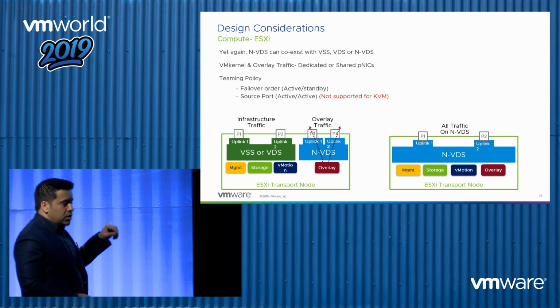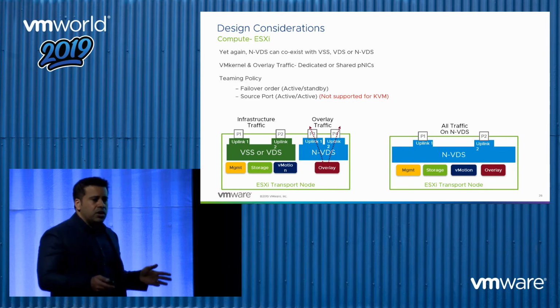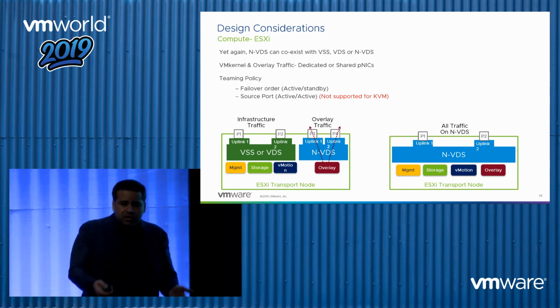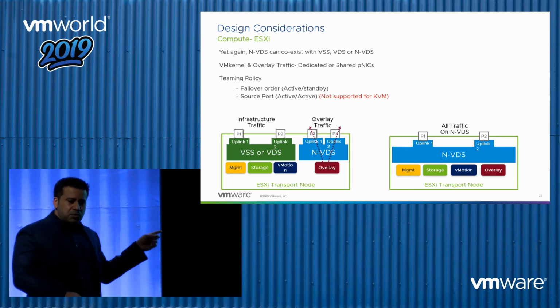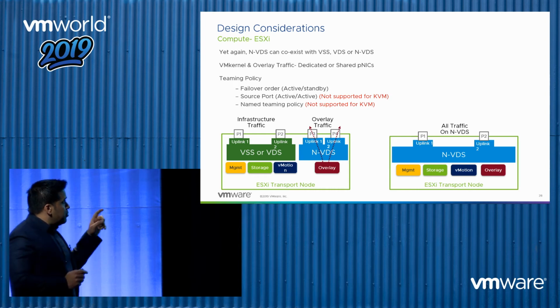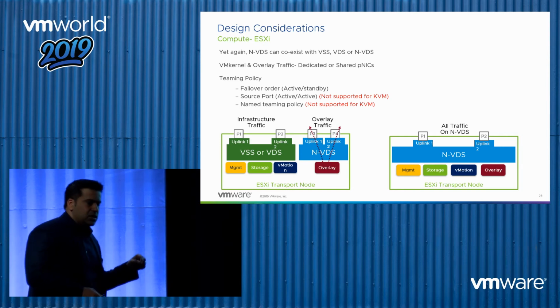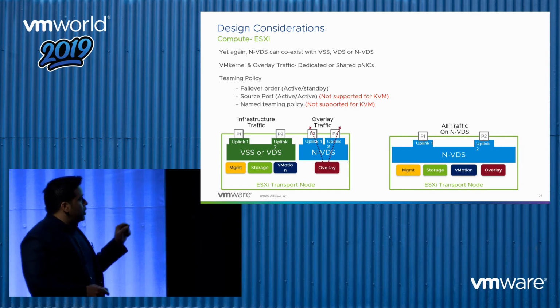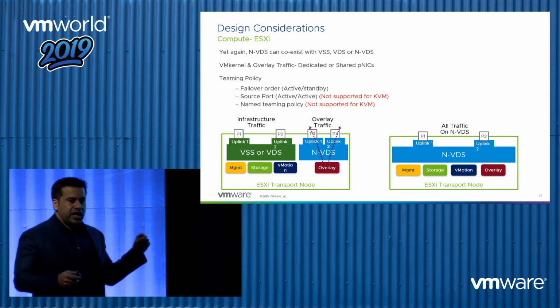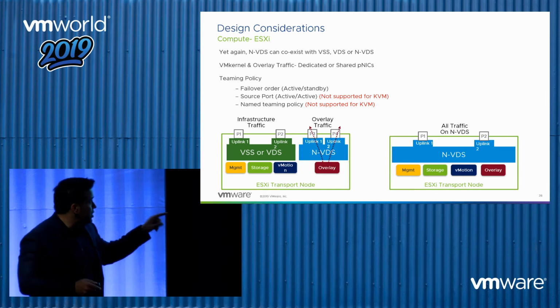Source port. This is a recommended policy for your compute transport nodes so that you optimally use both of your uplinks and eventually PNICs, right? This policy is not supported on KVM. Now, very important, and it often gets left out, name teaming policy. This is a real important concept. What does this do, name teaming policy? It pins traffic to a specific uplink, and I'll get to that in next slide.